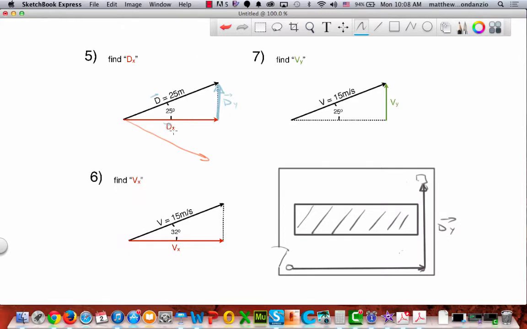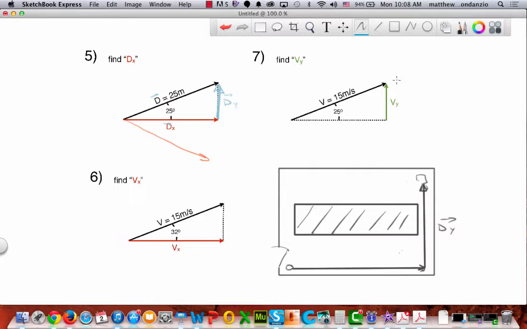So these dx and dy, or vx and vy, these are the x and y components of that vector. This is really important. A lot of what we do from now on in mechanics is going to be based on this concept. So please, does anyone have any questions about that right now? Any questions at all? Okay.